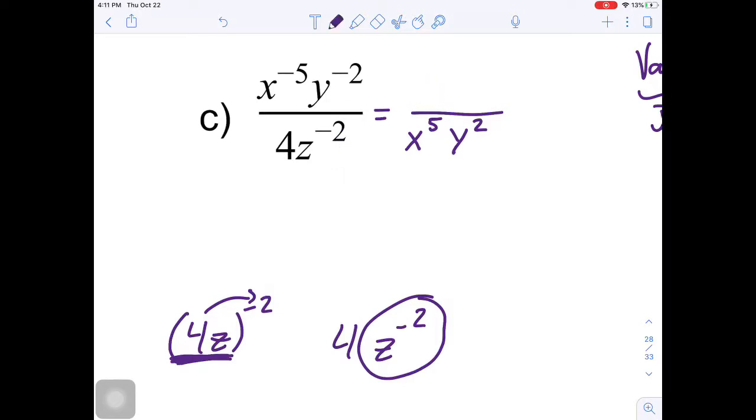So since only my z is being affected by this -2, I will therefore put it on the top. So what happens to my number? Well, my number doesn't have a negative exponent on it. It's simply just 4, so it just stays right where it is. And there we have simplified with variables.